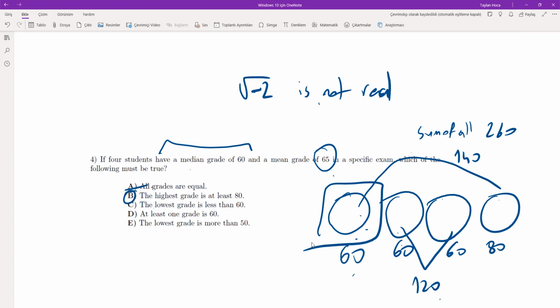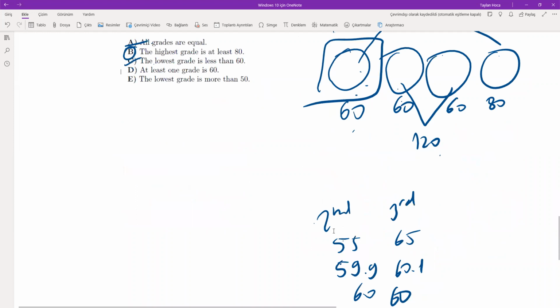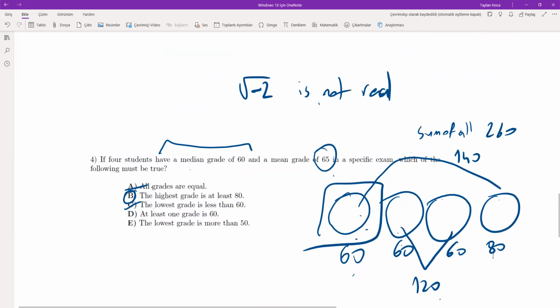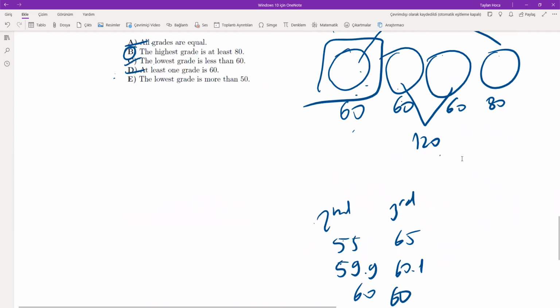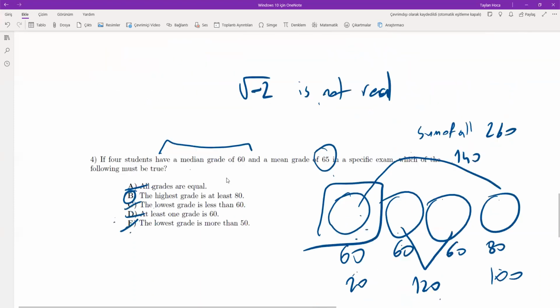So the highest grade is at least 80. The lowest grade is for sure less than 60? No, because I showed that it can be 60. At least one grade is 60? No, because it can be 55 and 65 in the middle. The minimum is lower, the maximum is higher. The lowest grade is more than 50? Their sum is 120. I can even do 20 and 100. So B is the correct answer.